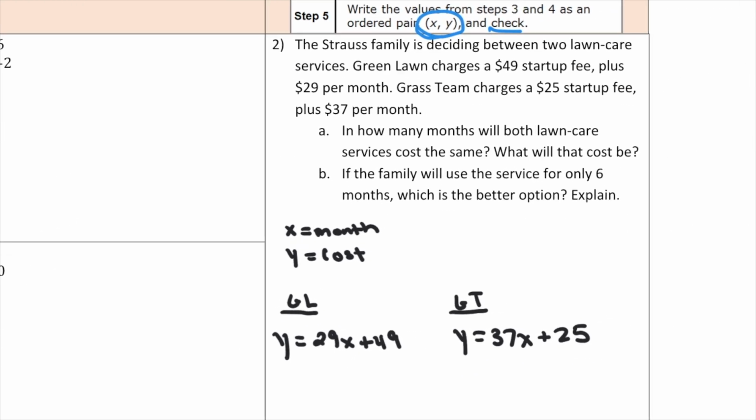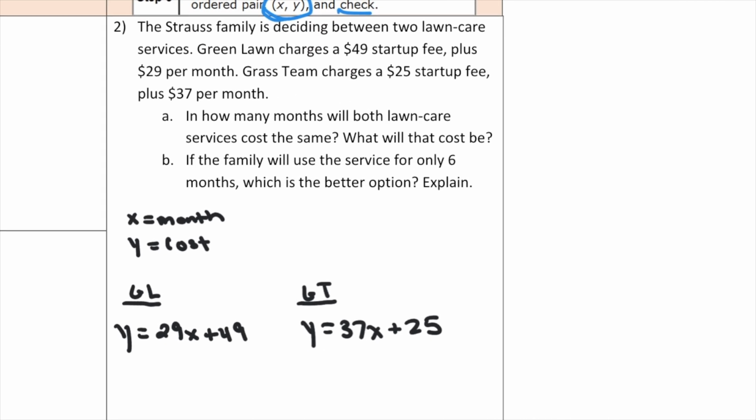Practice some of these questions, and then we'll take a look at a few choice ones. Number 2, you have your Strauss family deciding between 2 lawn care services. The green lawn charges $49 for a fee, plus $29 per month. So when you set up green lawn, you should have 29x plus 49, and when you read about the grass team, you should have 37x plus 25.